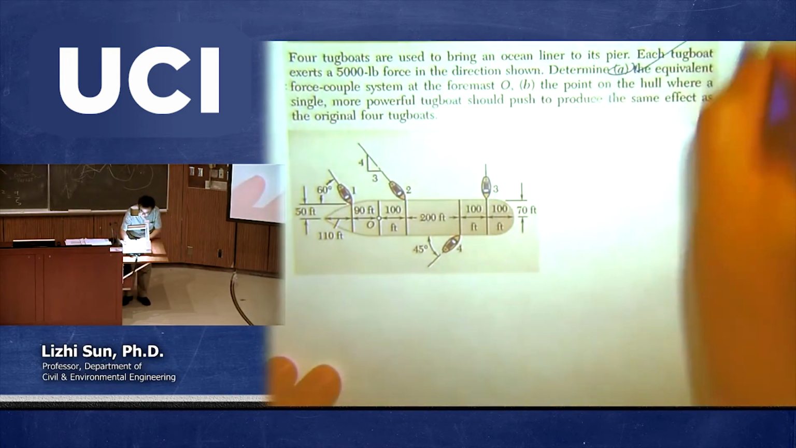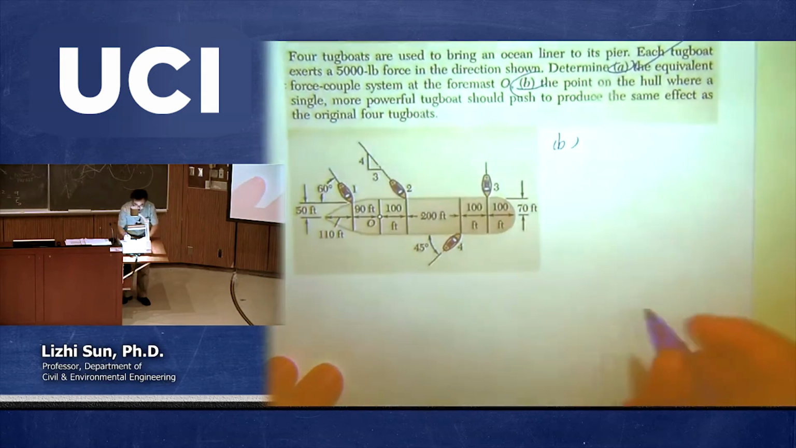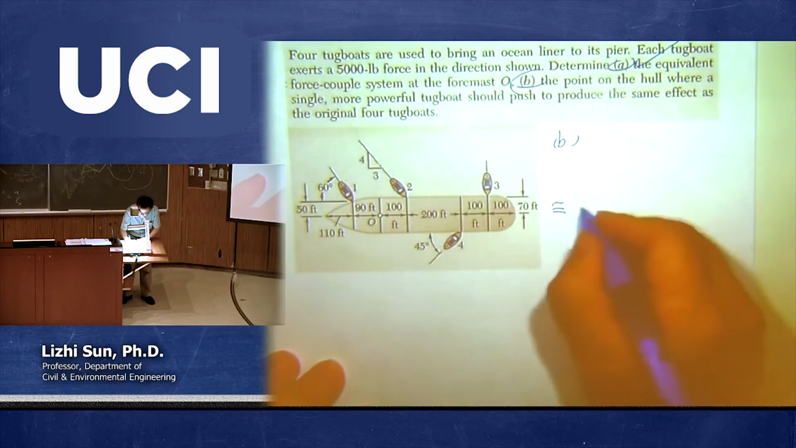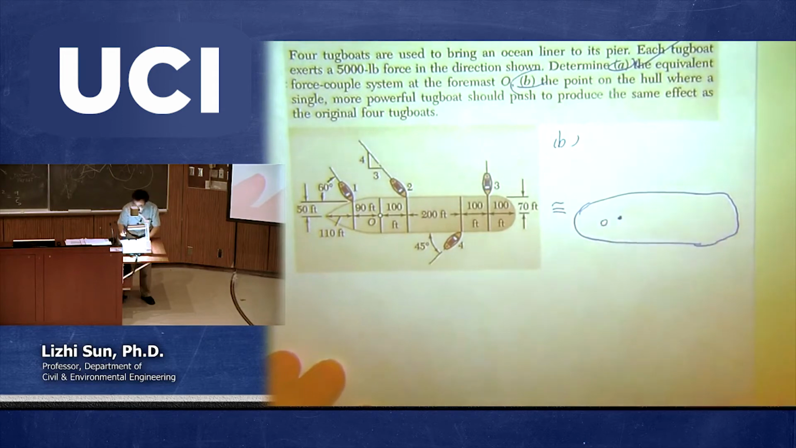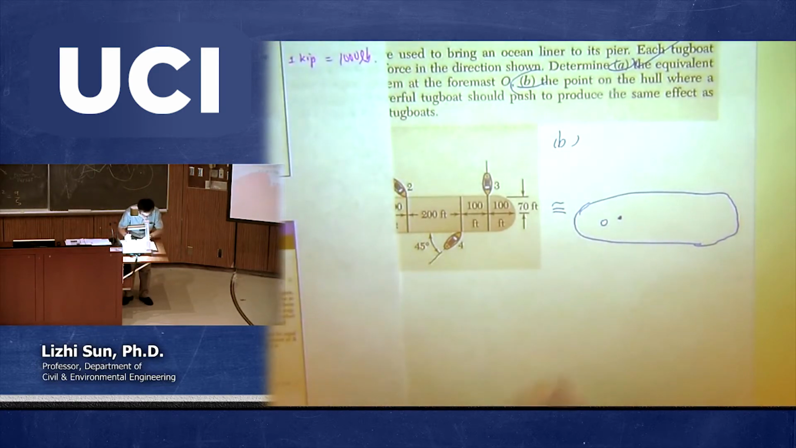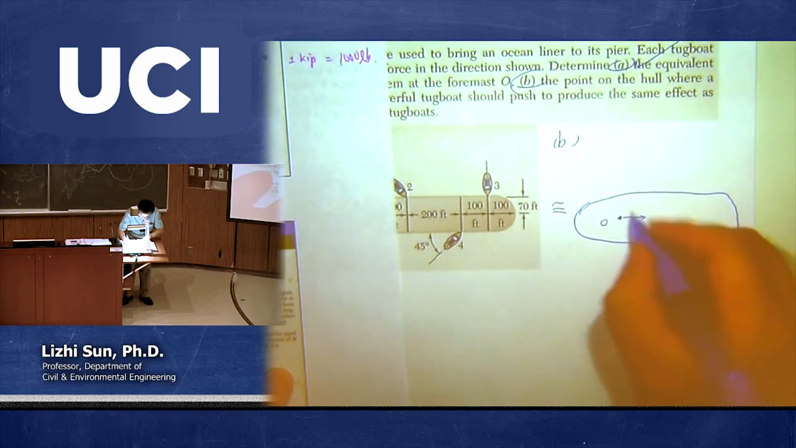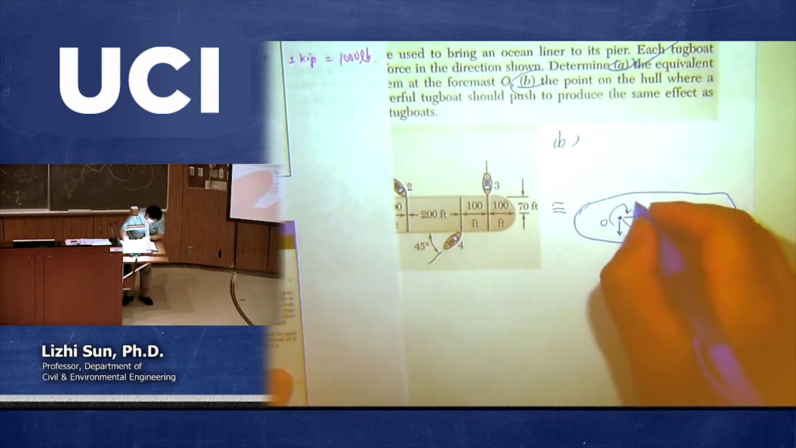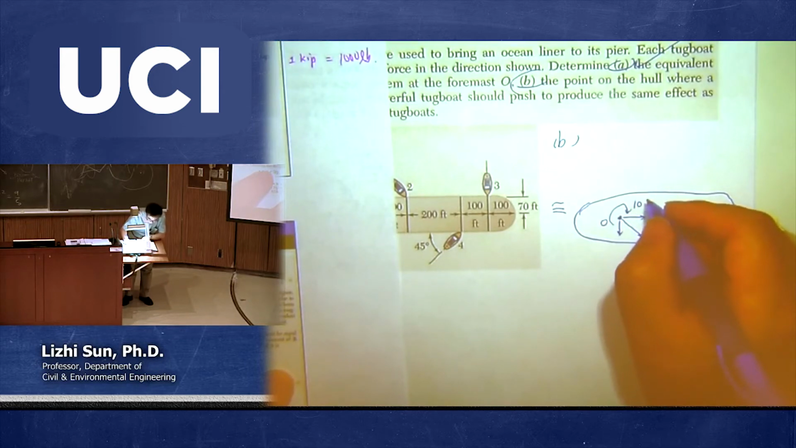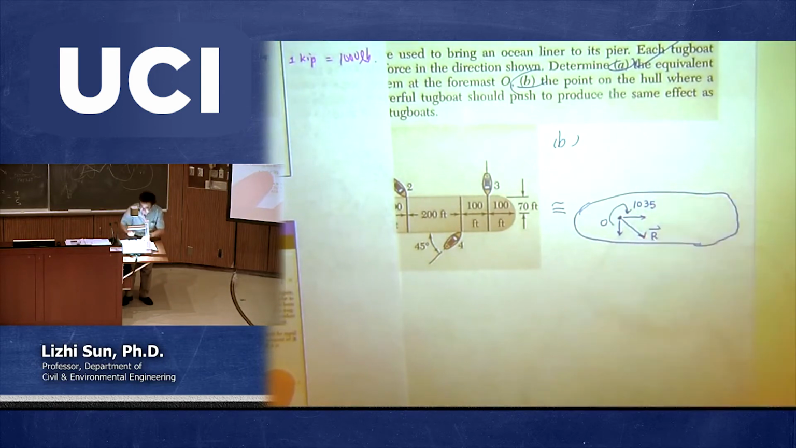Okay, so this one is done. Now we move to this one. However, I want to say this is equivalent to this rigid body at point O with the resultant force, with this x component and y component. In other words, this one is called R. And also you have a clockwise resultant moment, which is 1035, right? Okay.